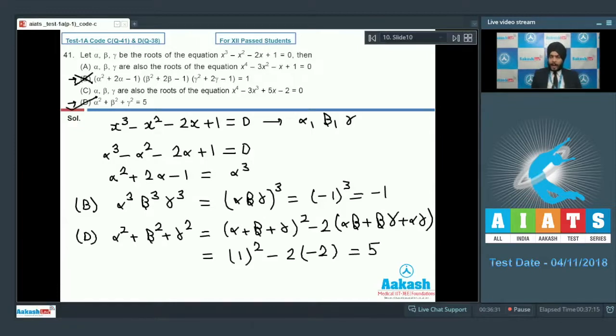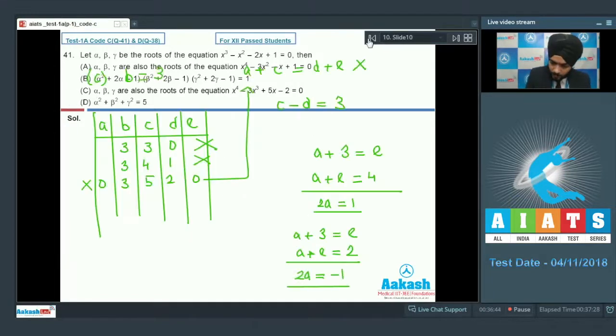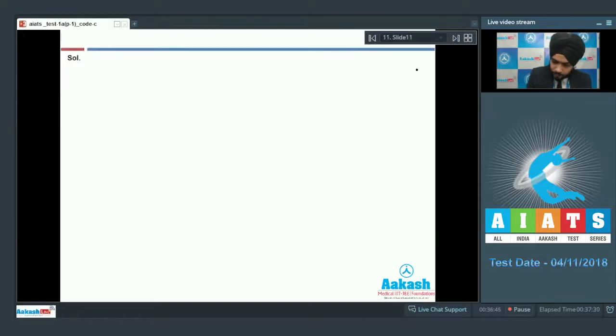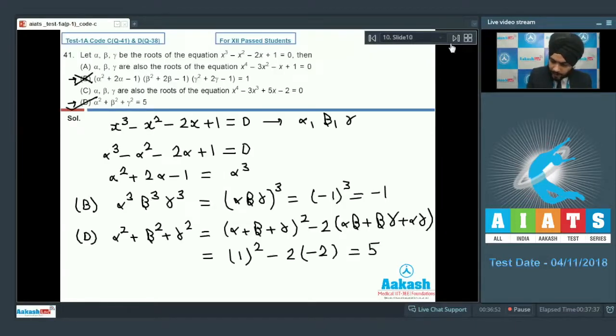Now we are required to simplify two biquadratic equations: x power 4 minus 3x square minus x plus 1, and x power 4 minus 3x cube plus 5x minus 2. Let us try them. x power 4 minus 3x square minus x plus 1.